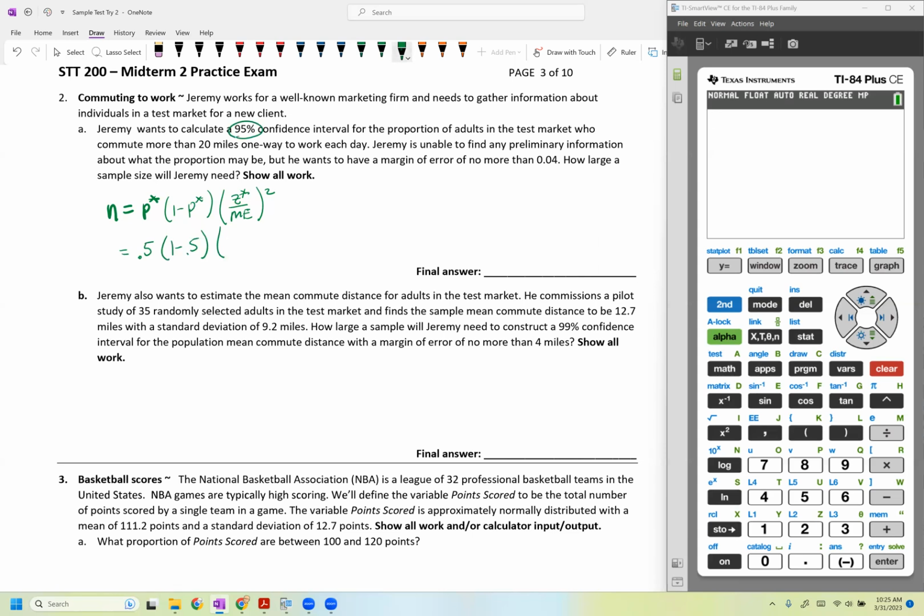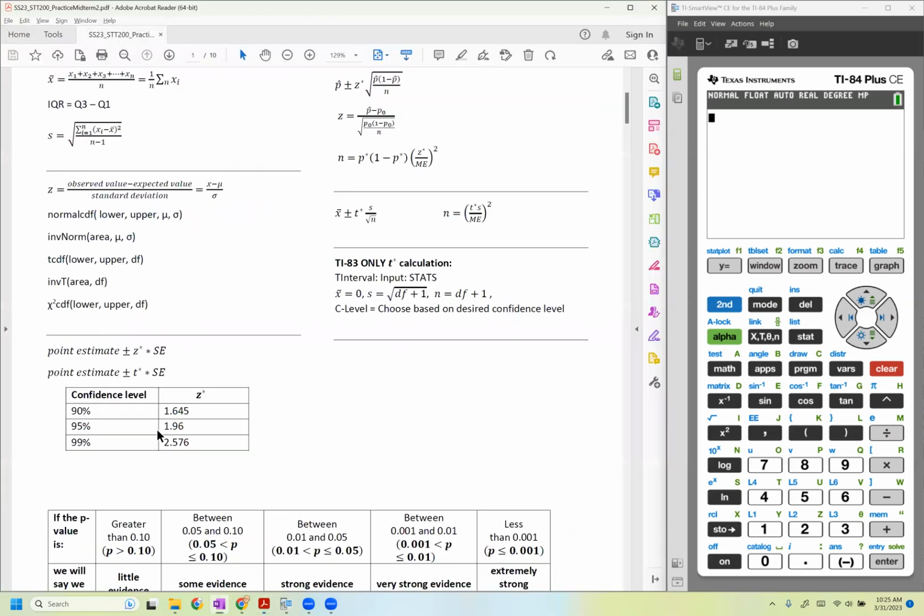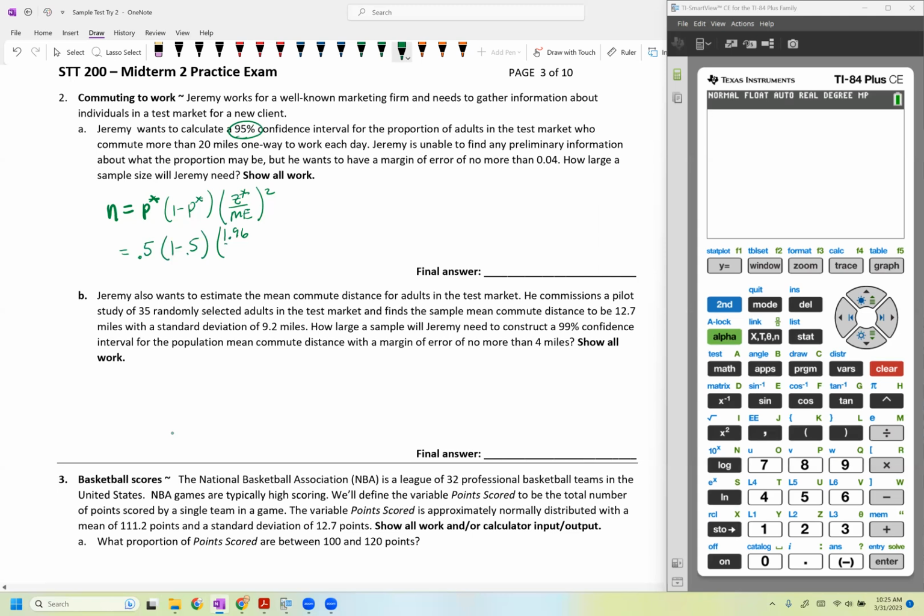Since it's a 95% confidence interval, our z star value is going to be 1.96. And again, that is found on your formula sheet. Over the margin of error, which he wants to be no more than 4%, and we'll square that. So 0.5 times 1 minus 0.5 times the quantity.